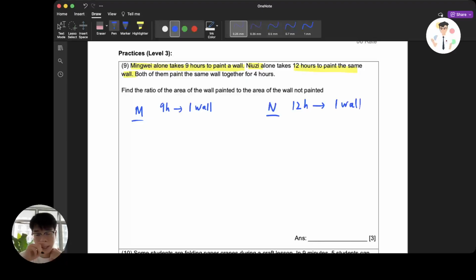Now from here, if you compare, you know who is faster, right? Probably it will be Ming Wei, because he used only 9 hours to paint one wall, but Niu Zi uses 12 hours, which is a longer time, to paint one wall. And from here, we can understand as what? In 1 hour, Ming Wei painted 1 out of 9 of the wall. Correct. Niu Zi, in 1 hour, painted 1 out of 12 of the wall.